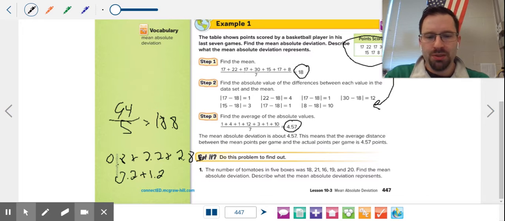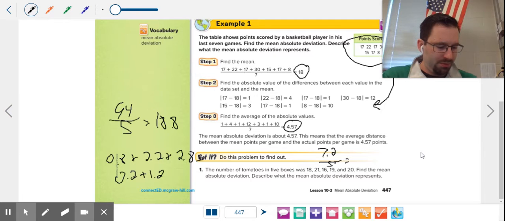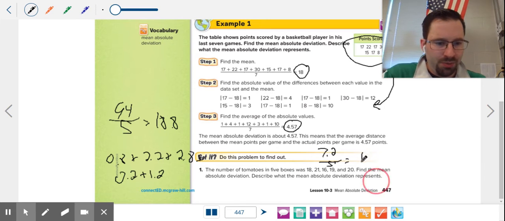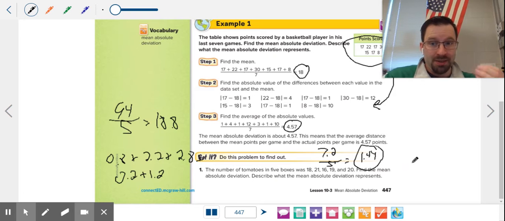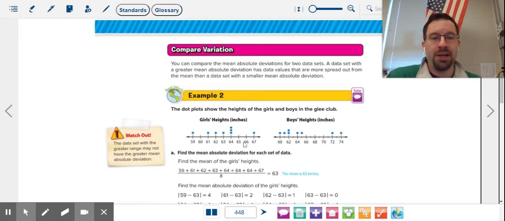Add them all up. 0.8 plus 2.2. Actually, 2.8 and 2.2 are 5, plus another 1.2. And you get 7.2. Divide by 5, and you get a deviation of 1.44. Now, that's pretty consistent. Nice and low, only about 1, maybe 2. So that's nice, consistent data. The basic conclusion you're going to draw from the MAD is: is it spread apart or is it consistent?